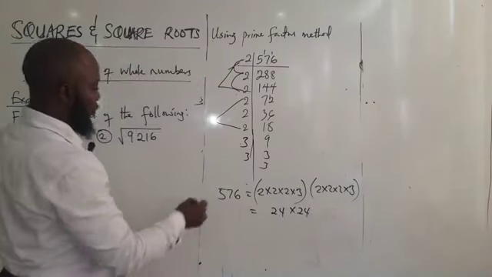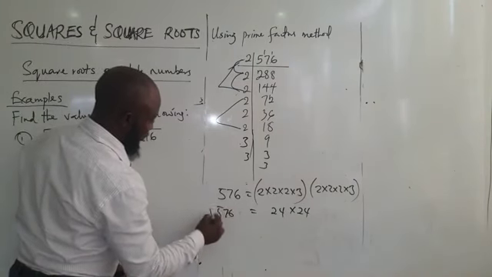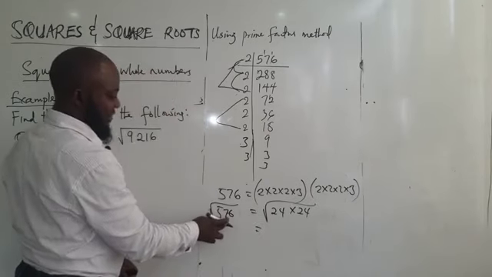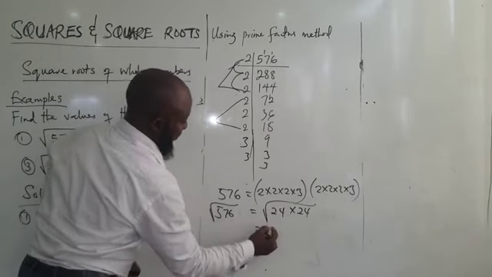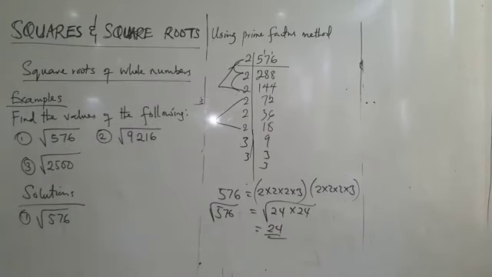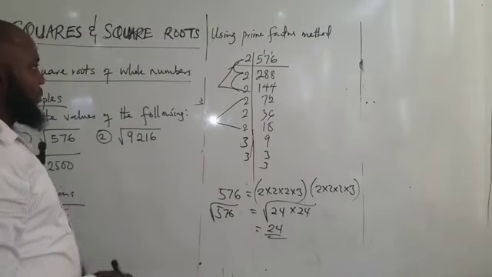Am I with you? So now putting the square root on it, the square root of 576 is what? You just pick one of these, and that gives 24. I hope this is very clear. So that's how to apply that method. Alright, so let's look at the second example.